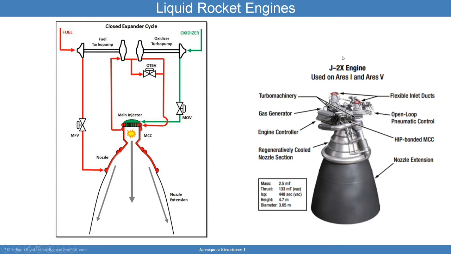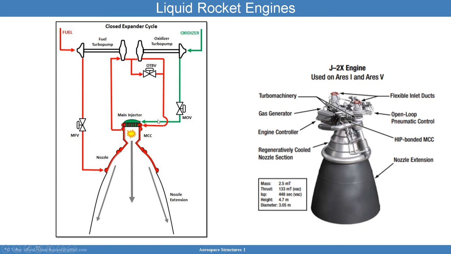This uses a closed expander cycle, and you have the fuel coming from the tanks, the auxiliaries coming from the tanks, and in this case, you have a main auxiliary valve that feeds into the main injector. I have some of this fuel coming through the main fuel valve into the nozzle, and then you have part of that now driving the pump. So it's a cycle, of course.